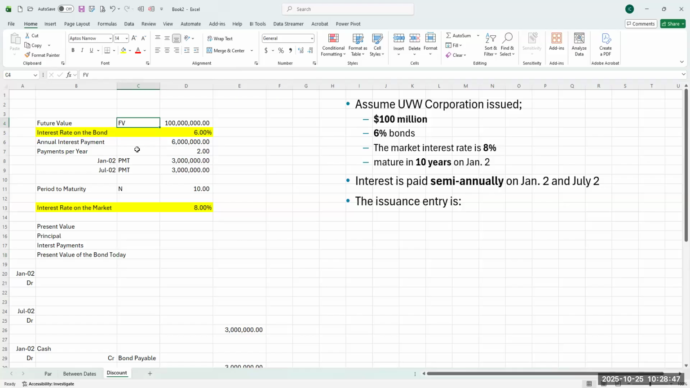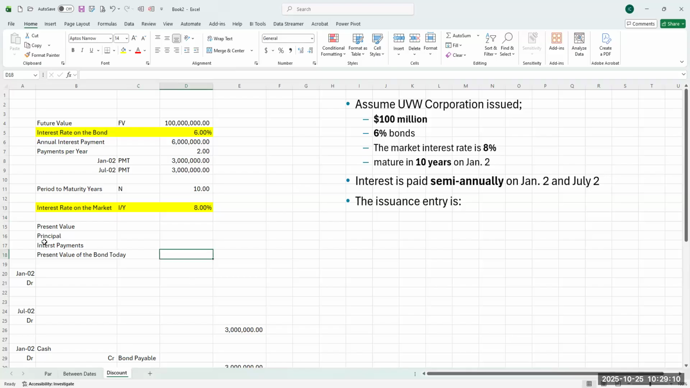Future value is FV. The payments that we have to make on the bonds is PMT. Period to maturity, in terms of years, is N. Market interest rate is I/Y.